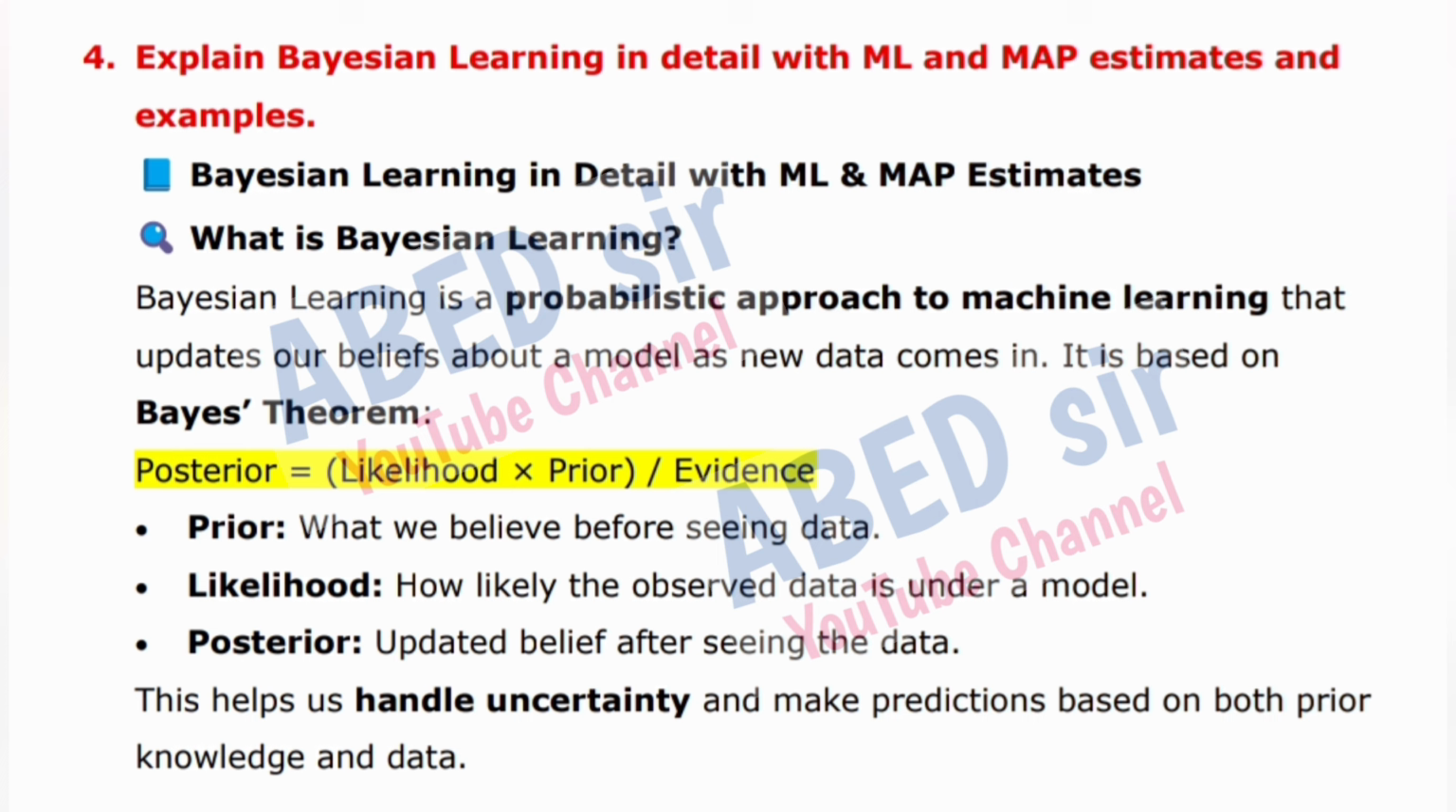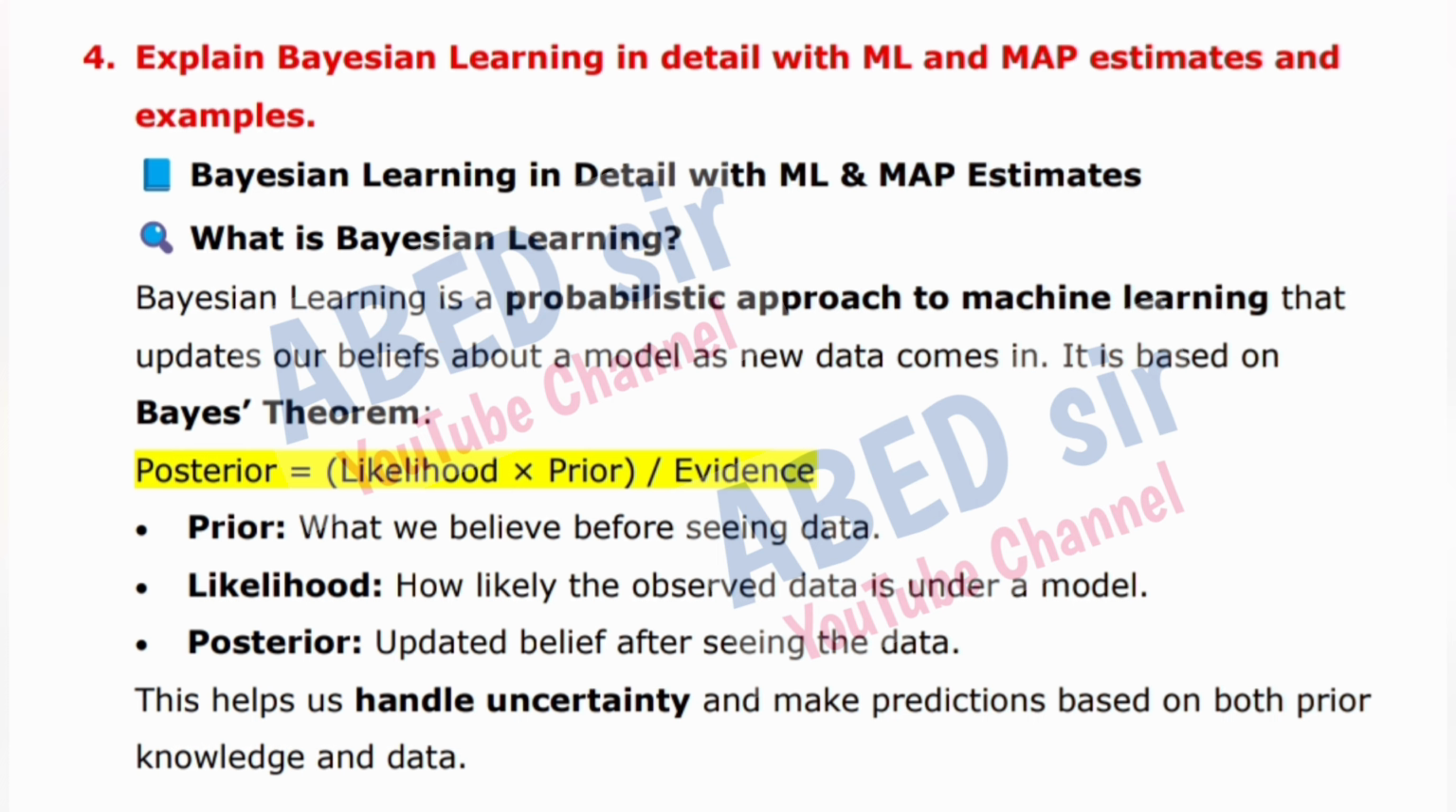What is Bayesian learning? Bayesian learning is a probabilistic approach to machine learning that updates our beliefs about a model as new data comes in. It is based on Bayes' theorem. Posterior is equal to likelihood times prior divided by evidence.